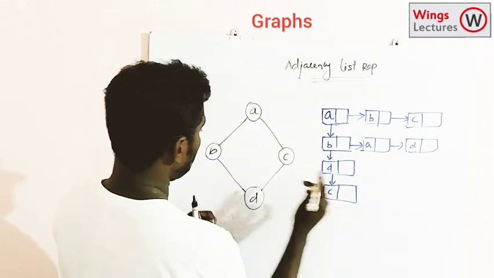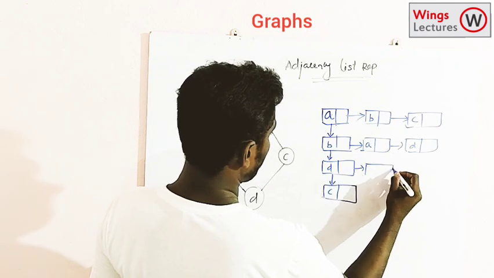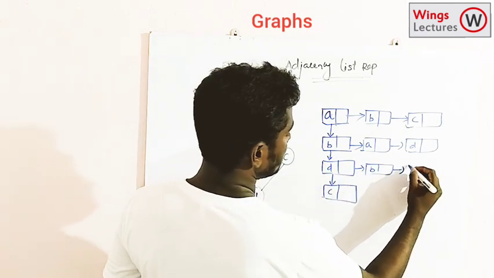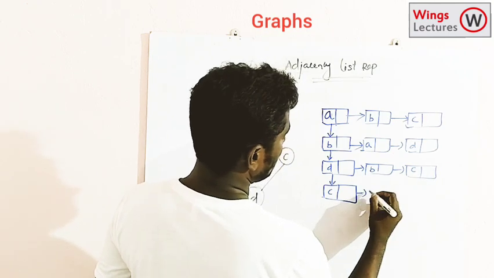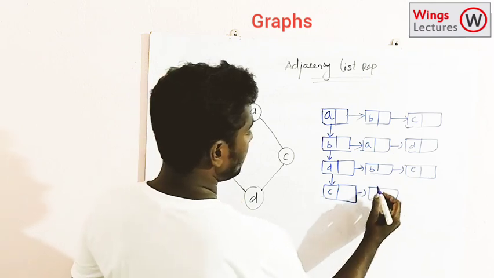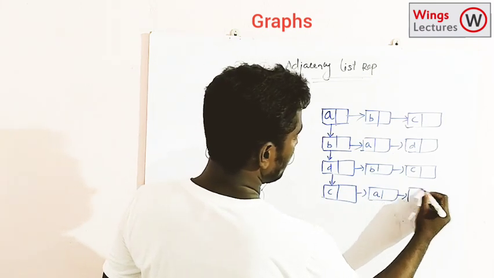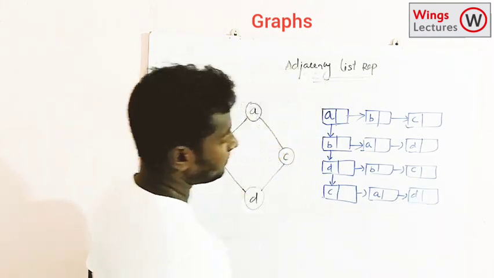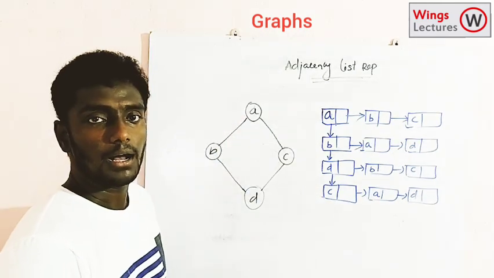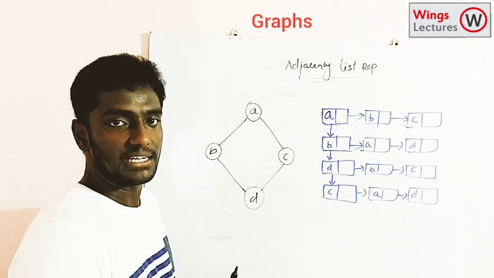Next, for D we'll be having B and C, and for C, A and D, right? So this is how we are going to represent a graph by using a list.